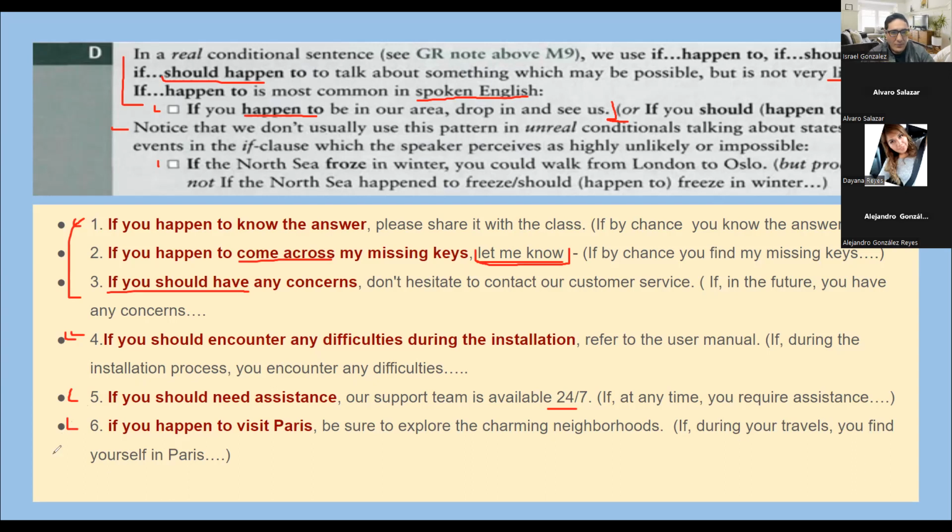If you happen to visit Paris, be sure to explore the charming neighborhoods. If during your travels you find yourself in Paris. If by chance when you are there, well, I wrote it with a small letter, but it was a capital letter, sorry. So if you happen to have some time today, be sure that you check the videos of the class that you missed. But if you should have any question, please write to me or send a message.